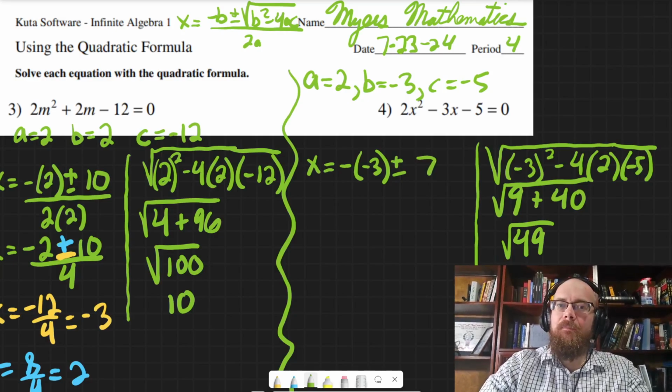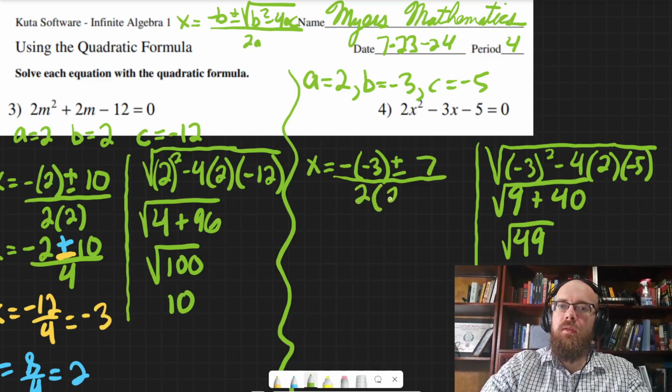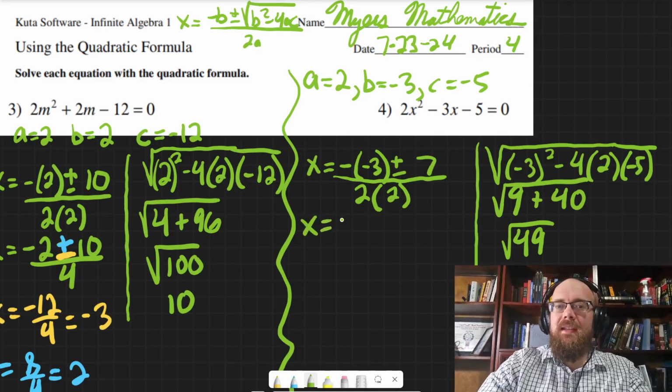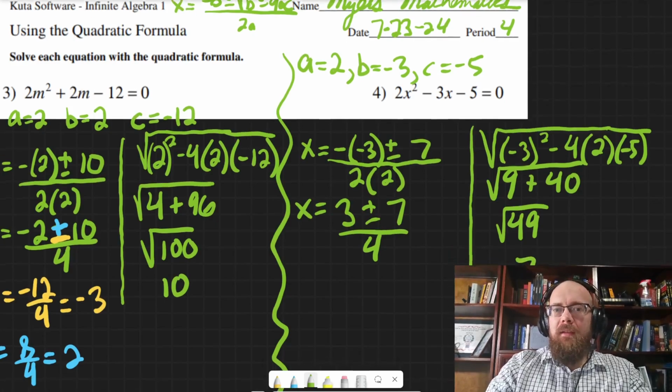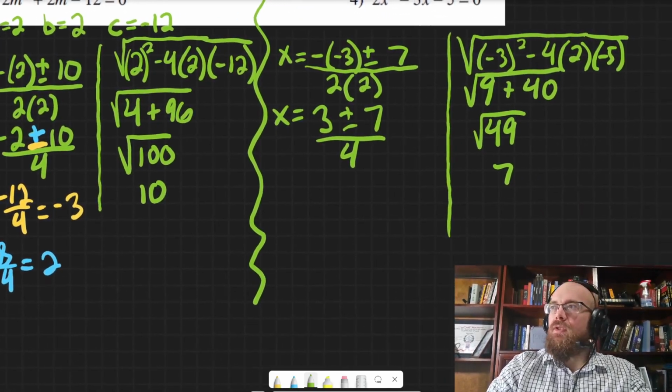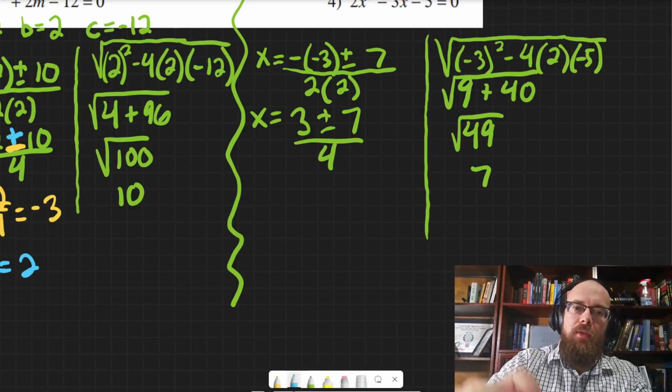was 7, all over 2a. Okay, so that is a positive 3 plus or minus a 7 all over a 4. Okay, and that's going to turn into 2 different answers. So we have the positive answer. We'll do the positive answer first this time, I guess.